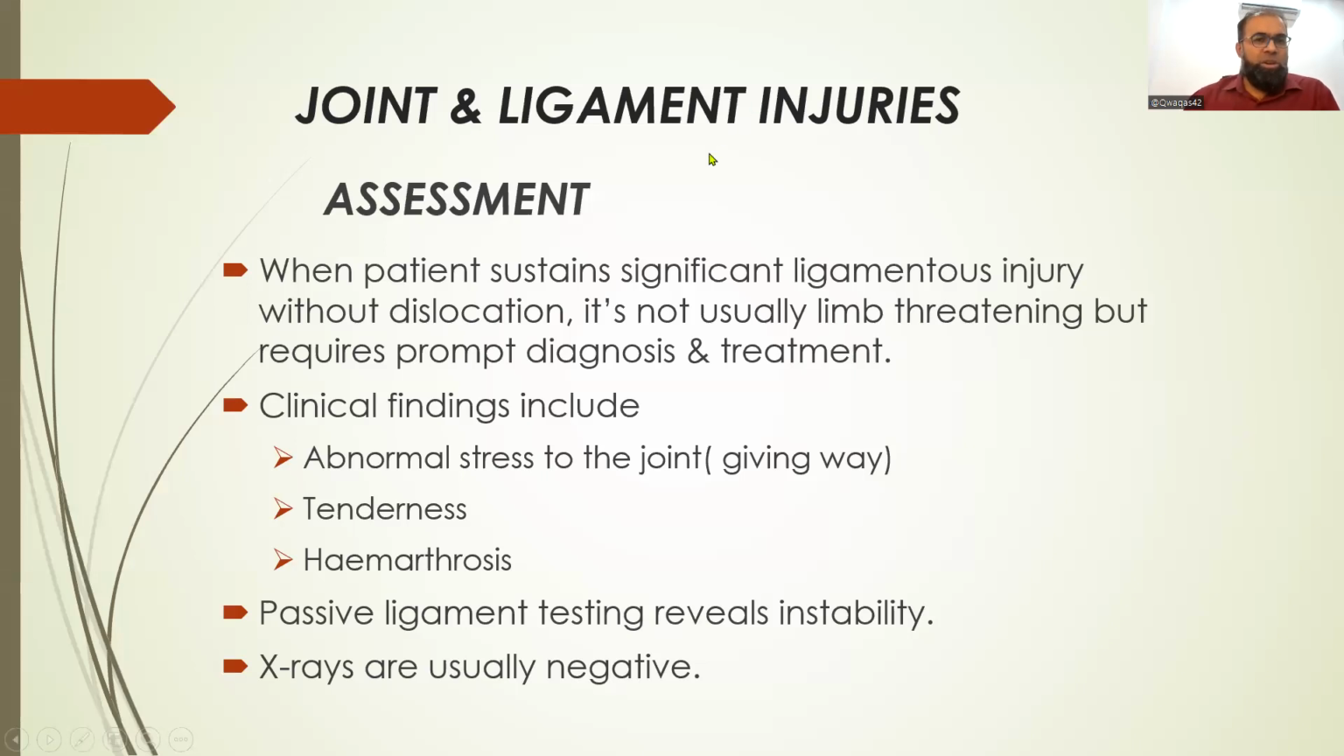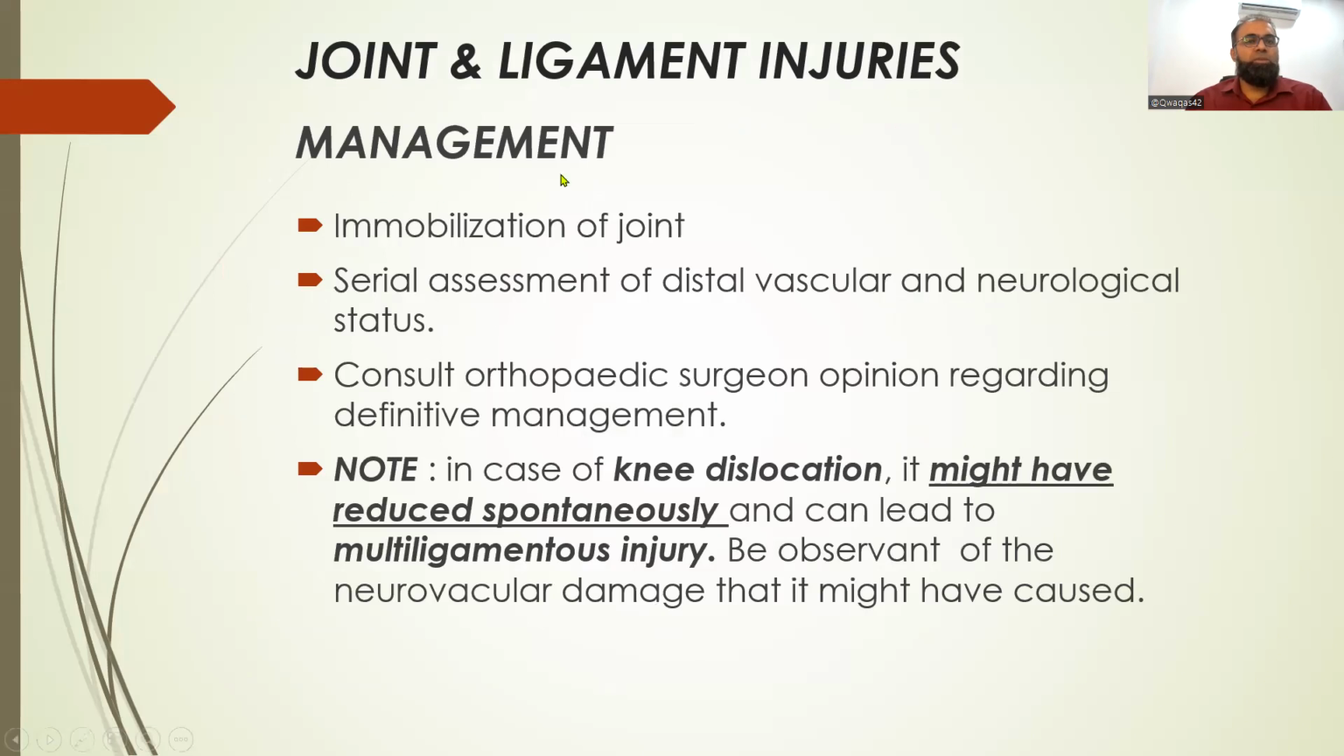If you're suspecting joint and ligamentous injuries, you will assess the patient and stress the joint to see if there's abnormal joint movement. And also you will check the distal neurovascular status. If you're suspecting some injury, you should immobilize the joint, and neurovascular examination is a must. And you will consult an orthopedic surgeon for an opinion. Sometimes a knee dislocation occurs but is reduced, and after that the only finding will be ligamentous injuries. So you will have to check for that. You give a varus or valgus test to the knee and check if the ligaments are damaged. You check for ACL or PCL injury.